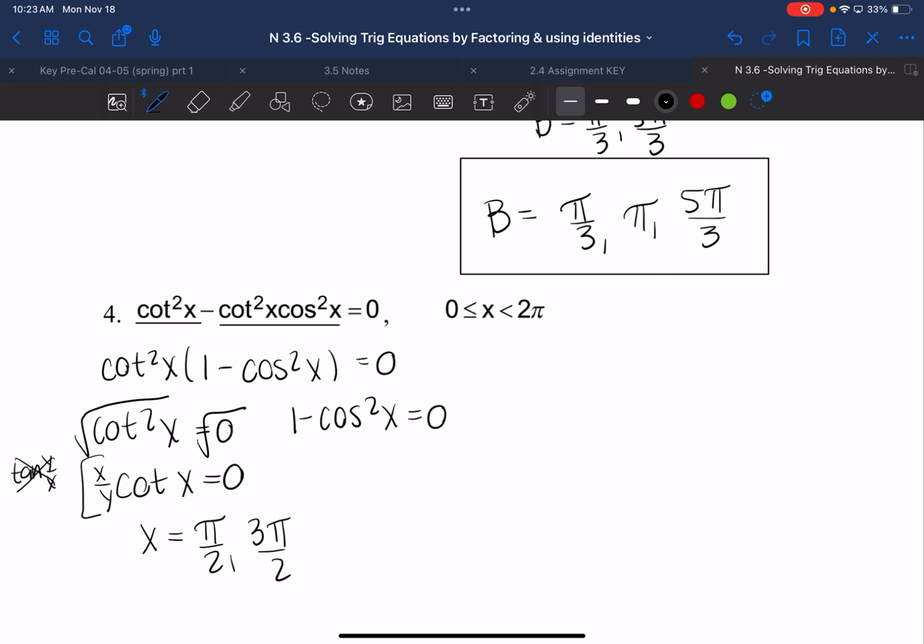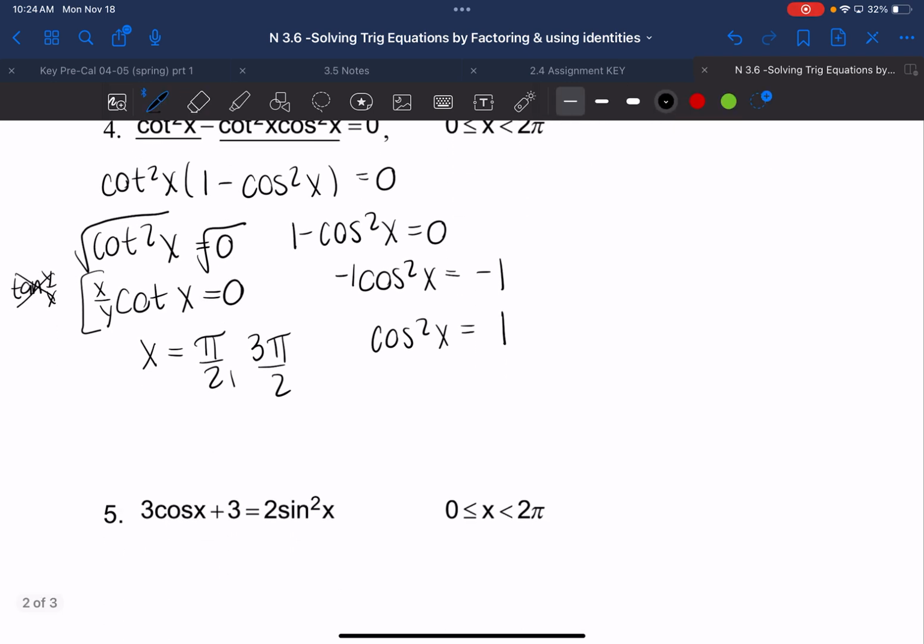Okay? All right, now I need to solve that other equation. So what should we do first? Subtract the 1. So I'd have negative cosine squared of x equals negative 1. Then what do we do? Divide by negative 1, right? This is like having a coefficient of negative 1. So then that would leave us with cosine squared equals positive 1, right? And then how did we say we get rid of a square? Take the square root. All right.